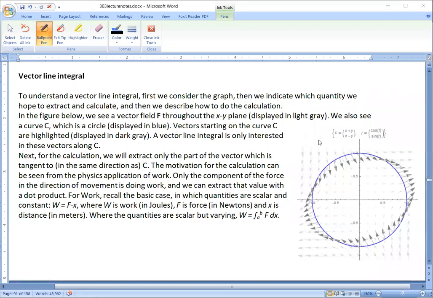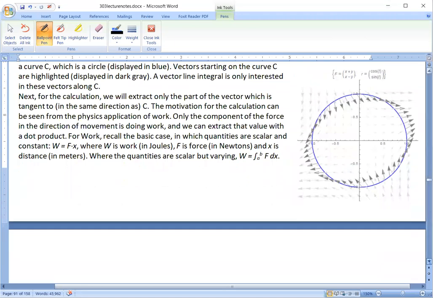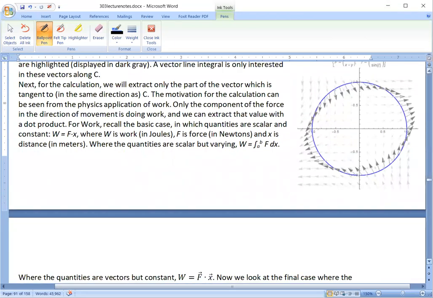So let's recall what we know about work. The basic case in which quantities are scalar and constant, work is just F times X. As a reminder, W is work in joules, F is force in newtons, and X is just distance in meters. Now, in the case where quantities are scalar but varying, work is a function, and force is a function, and then the work is the integral from a to b of F dx. Next, where quantities are vectors but constant, work is force vector dot your displacement vector.